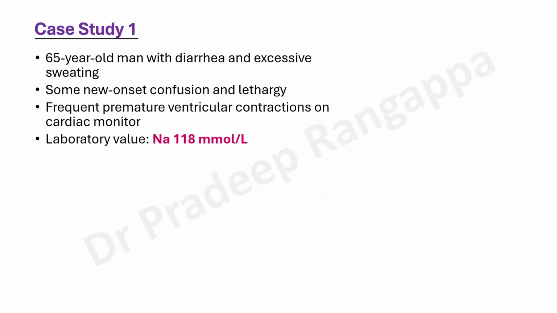So coming back to the case study: a 65-year-old man with diarrhea and excessive sweating comes with confusion and lethargy, has a PVC, then you do a sodium. Sodium comes as 108. So he has hyponatremia now. So the whole concept of hyponatremia and your understanding of sodium is a little broad. It has to be broad-based. It's not as simple as potassium. So maybe I'll take a little more time in explaining about this hyponatremia.